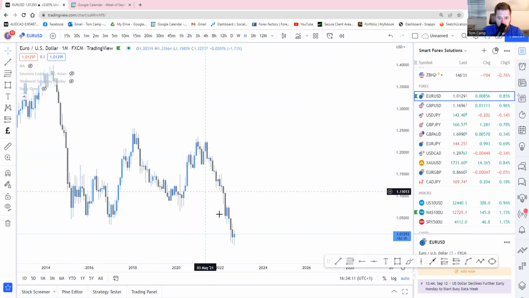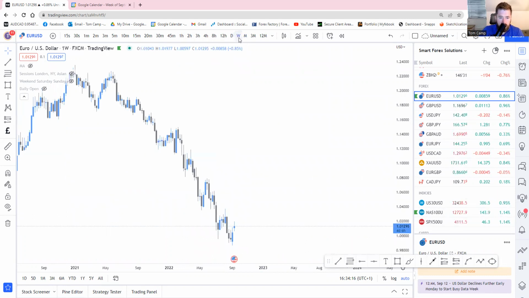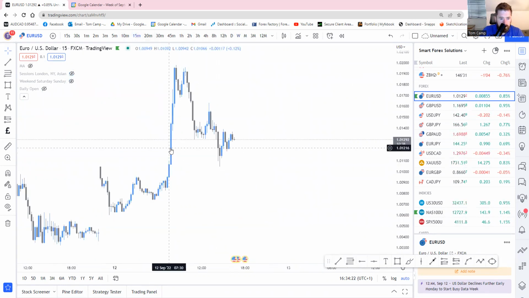You can see here the euro is extremely bearish. Okay, there's nothing bullish about this pair. So I was looking for sales. Something that caught my eye this morning, looking at the trades and how the weekend had set itself up.